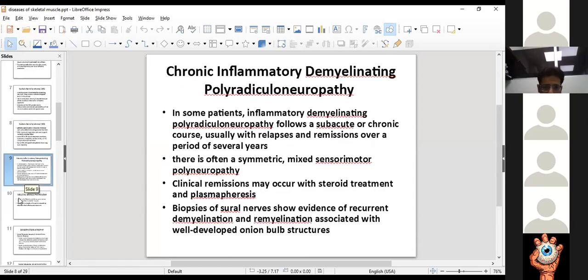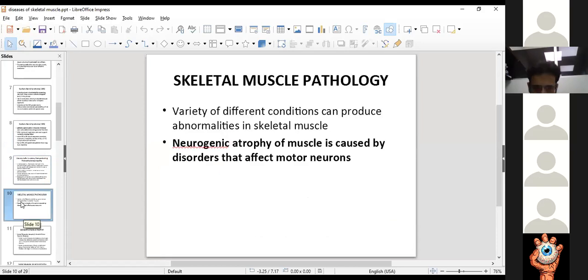We just skip this. Now coming to muscle pathology, different conditions can produce abnormalities in the skeletal muscle. Neurogenic atrophy of the muscle is caused by disorders that affect the motor neurons.